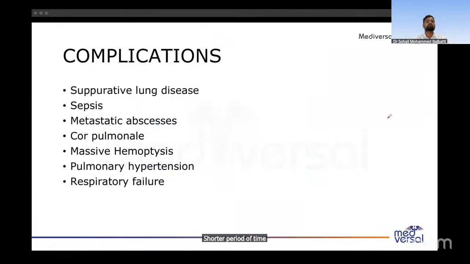So bronchiectasis is a suppurative lung disease. It can lead to suppuration of the lung and extensive damage, and it can spill into the blood, leading to sepsis. And that blood will take the sepsis to different organs, leading to metastatic abscess. And because of the hypoxia, there is a load on the right heart, and because of that there will be right heart distortion and dilatation, which we call cor pulmonale.